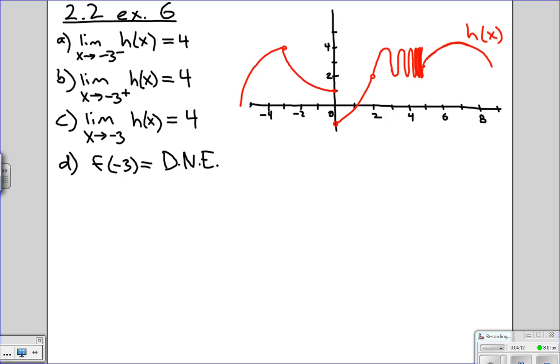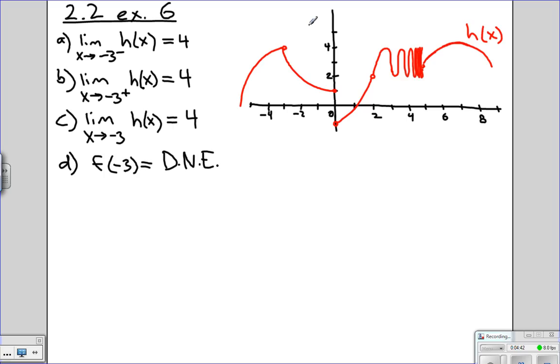Later, when we learn about continuity, we learn that this hole is called a discontinuity. It represents a point where this function is not what's called continuous. The reason it's not continuous is that the limit and the value are not the same. In particular, the limit is 4 and the value is non-existent. So that means it's not continuous there. You'll learn about that later on in chapter 2.